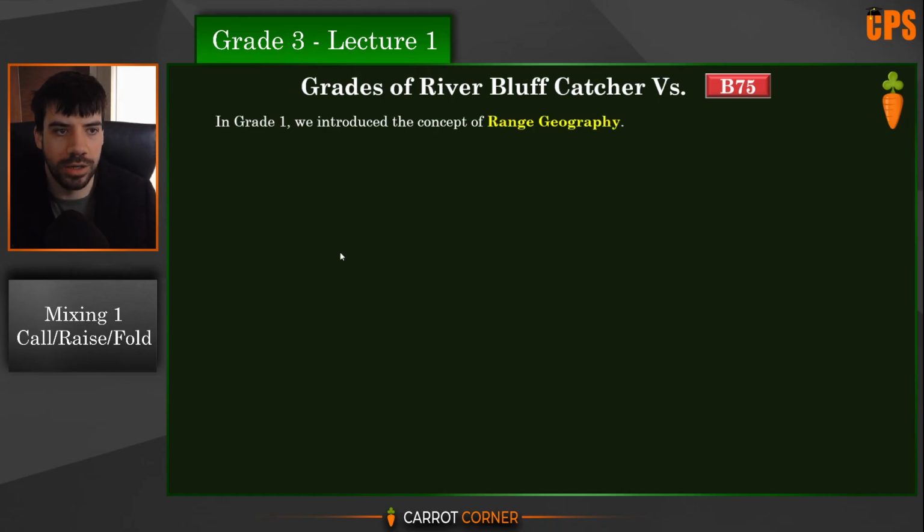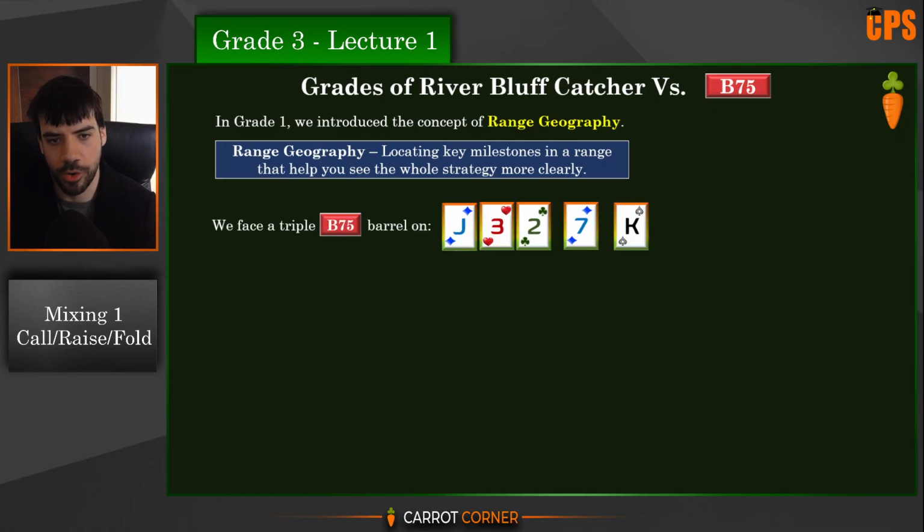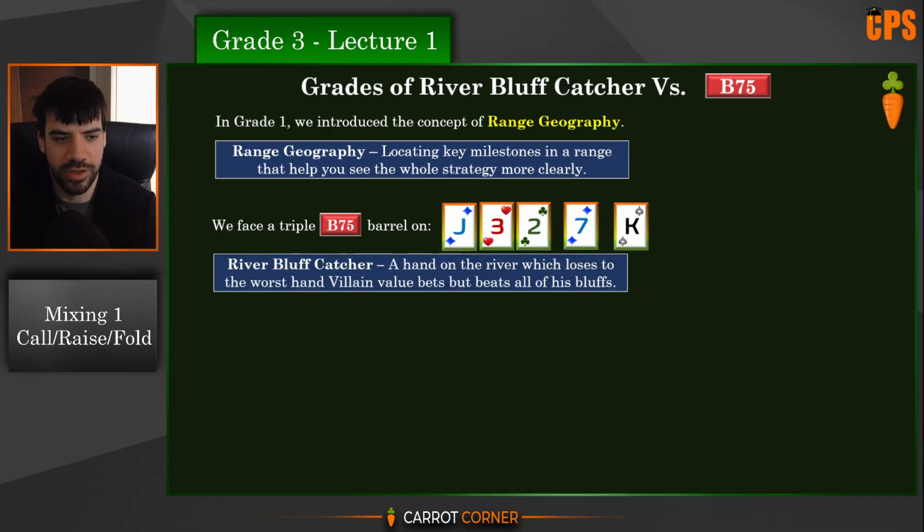Back in grade 1, we introduced the concept of range geography. That was the idea that when you've got some sort of threshold for calling or folding, you can build the rest of your strategy around it. This was locating key milestones in a range that can help us see the whole strategy of our range more clearly. When we face a triple barrel on a board like Jack 3 to 7 King, the river bluff catcher is going to be a hand which loses to the worst hand in villain's value betting range but beats every single bluff. Doesn't chop with a bluff, doesn't chop with value.